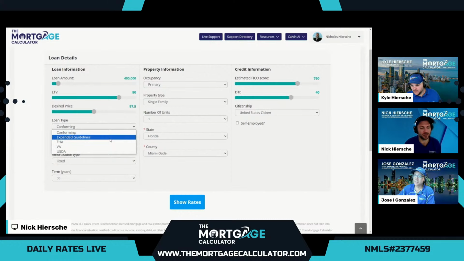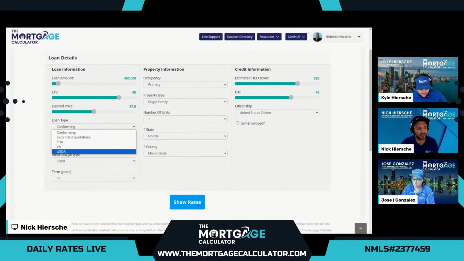And then we'll check out our expanded guidelines, also known as non-QM, where we have over 5,000 additional programs most banks or lenders don't have. We also offer VA. That's only for eligible vets and active service members. If you are, just let us know. We can quote it, no problem. And we also have USDA, but that's only for USDA eligible properties. If you do happen to be looking, just let us know.